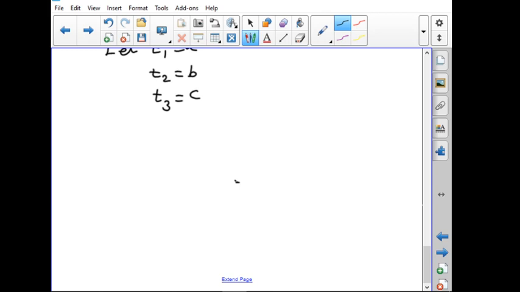So we know one condition, the common difference d, what is the formula? T2 minus T1 is equal to T3 minus T2. This condition we are going to apply here. So T2 minus T1 equal to T3 minus T2.